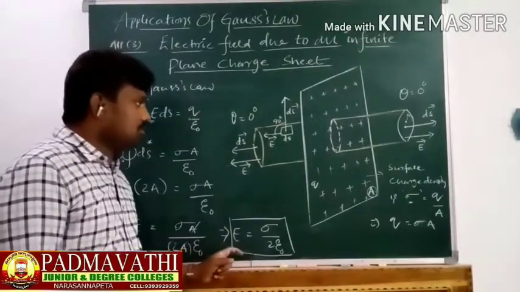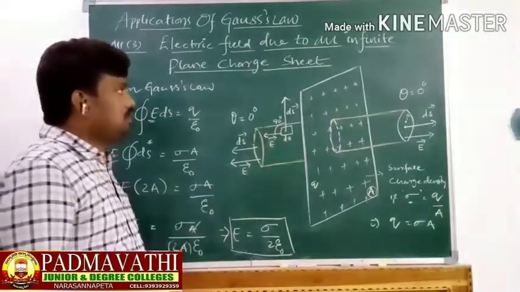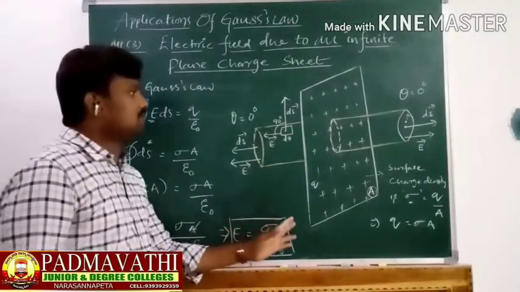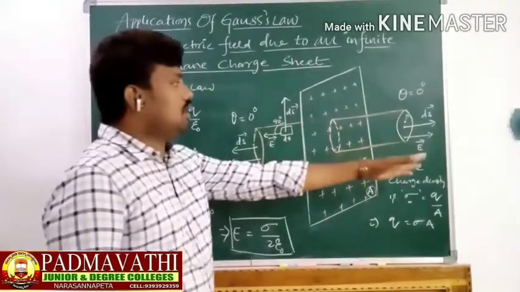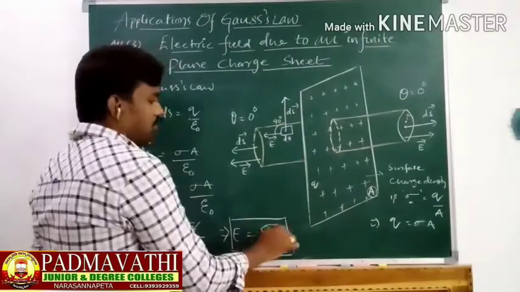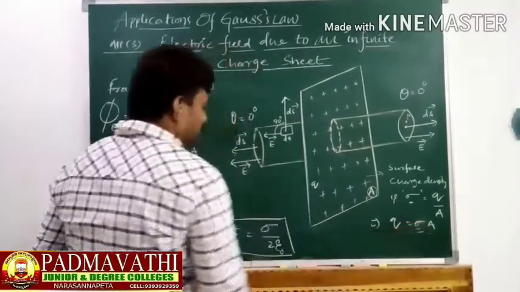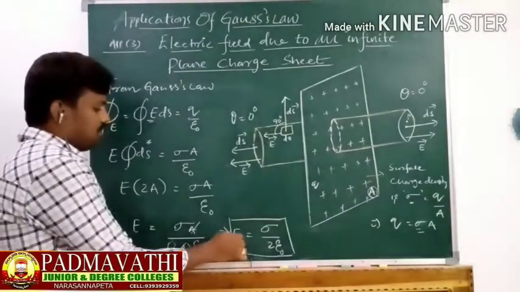And here you can observe that the electric field due to this plane sheet is not going to depend upon the distance of the point, whatever point we choose on either side. Simply it is going to depend upon the surface charge density, that's it. Okay, so this is the important result.